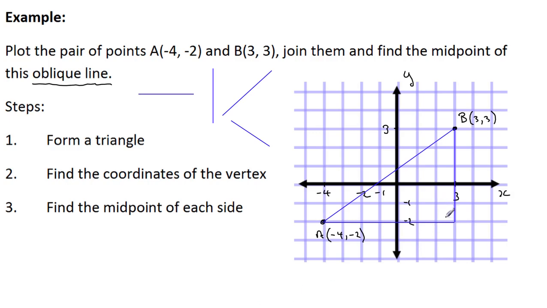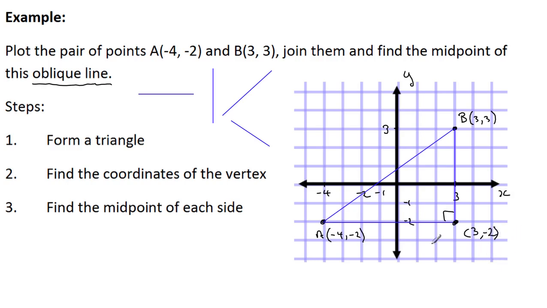So the point here is a 90-degree angle. We need to find this point down here, it says, because it says find the coordinates of the vertex. The vertex is the corner. So we can actually read that off as an x value going up to 3 there and going along here to -2.